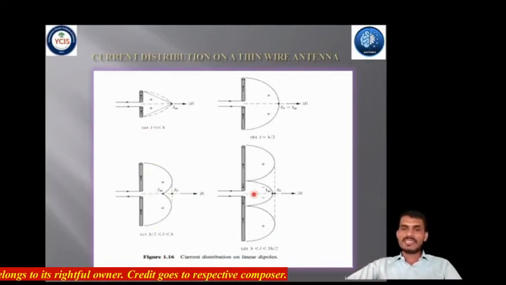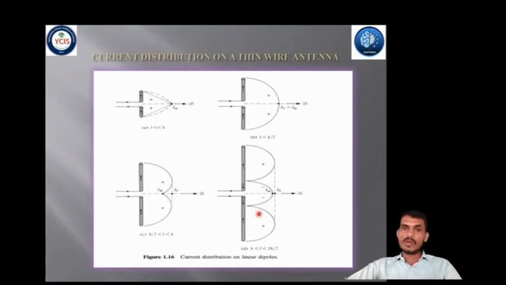Now the last one is lambda is less than L, that is, wavelength lambda is less than L, and L is less than 3 lambda by 2. That means the dipole length is in between lambda and 3 lambda by 2. The current patterns are illustrated for all those conditions here.